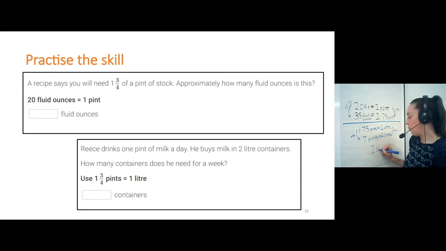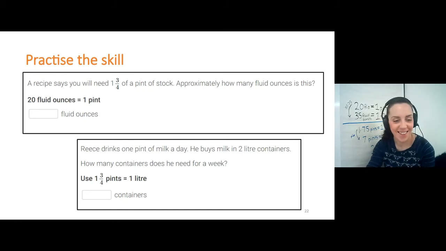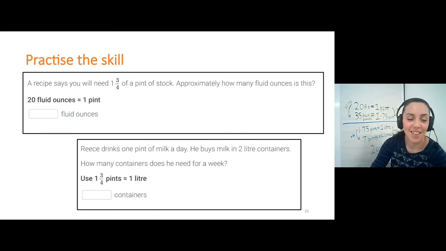So is everybody happy with 2 containers there? Please let me know. I've lost Kim from the 7 pints. That's okay. I could lose anybody after 7 pints.